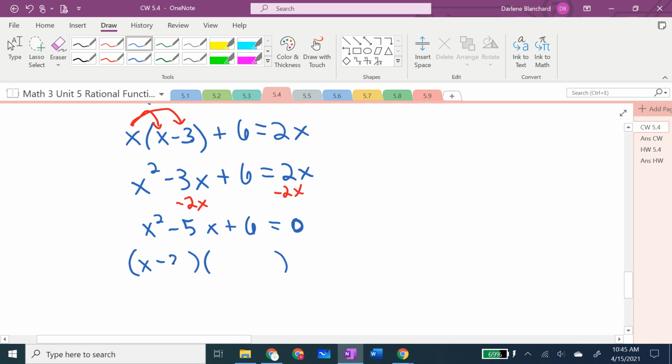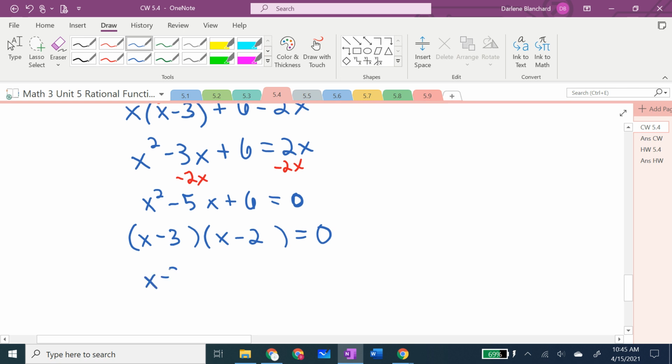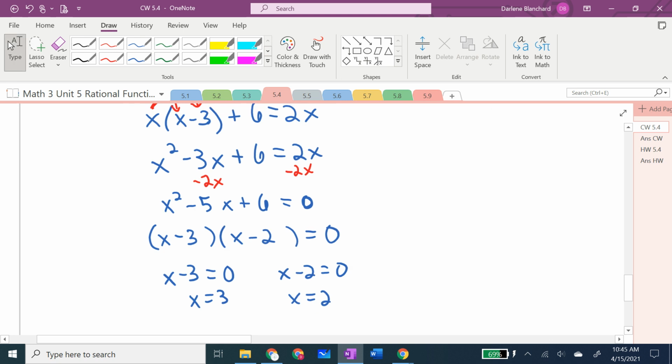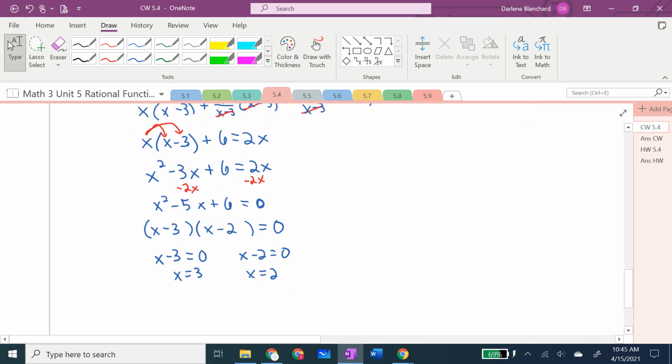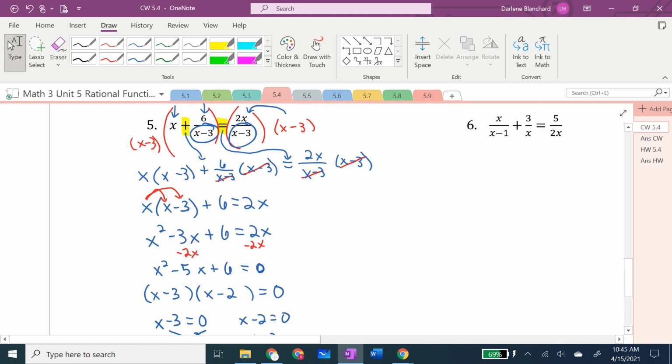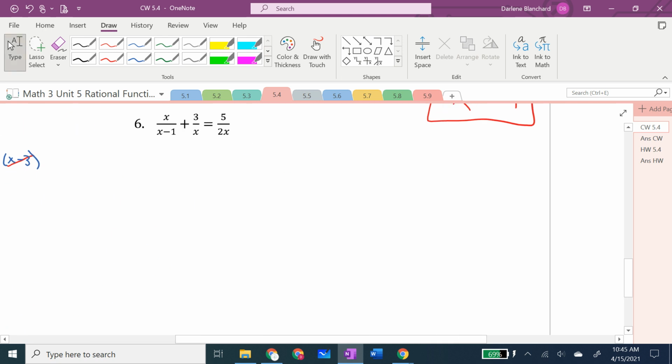This will factor to x minus 3 times x minus 2. And then set each individual factor equal to 0. And then you get solutions of positive 3 and positive 2. Let's double check. Positive 3 makes the denominator 0. Extraneous. Only solution, x equals 2. And lastly, number 6.